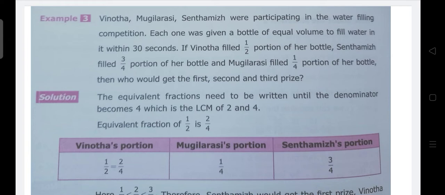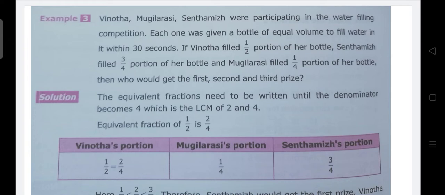Here see the denominators 1/2, 1/4 and 3/4. All three denominators are different. To compare, we need the denominator same. How to get the denominator same? By finding the equivalent fractions. The equivalent fraction needs to be written until the denominator becomes 4.